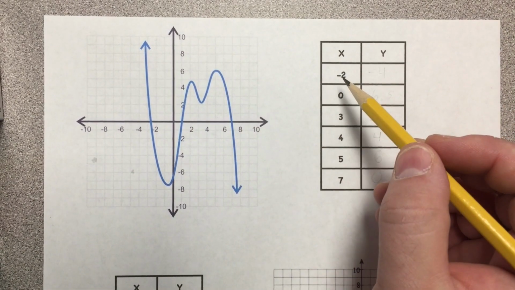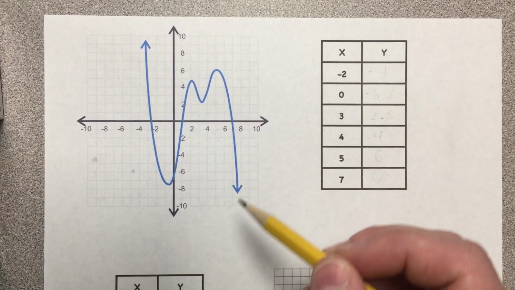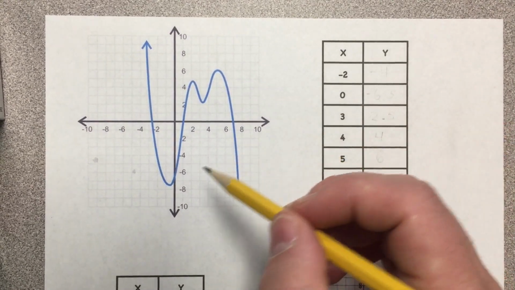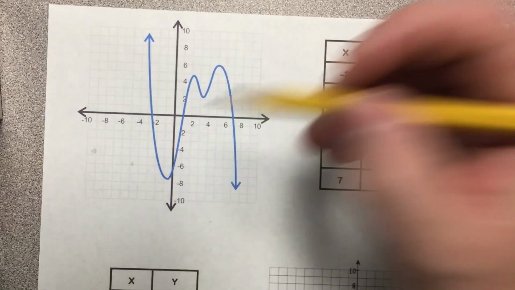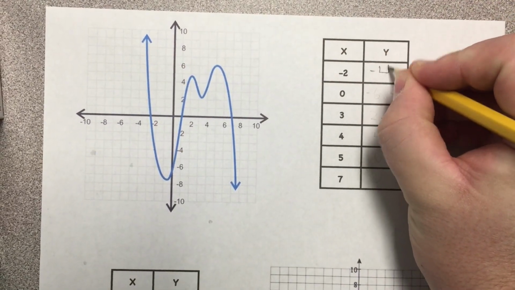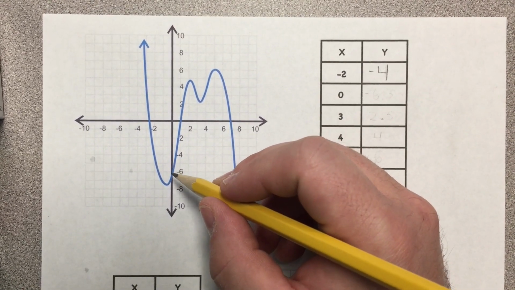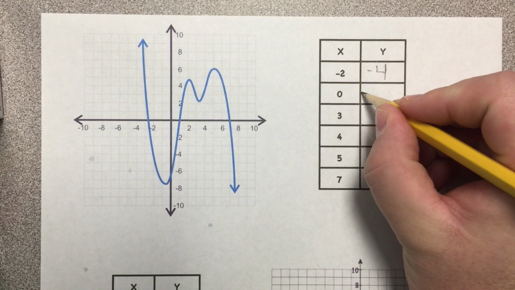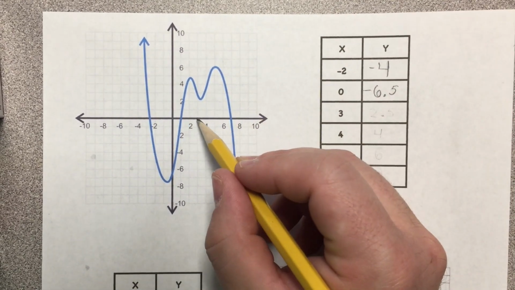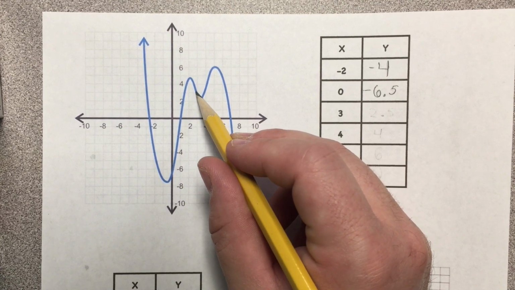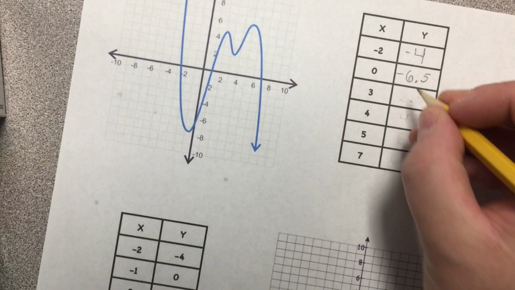Okay? So for -2, we're just going to look at our x values. We'll look on our graph and see where we see them. So for -2, our graph comes all the way down to about -4. For here, at 0, our graph comes down to all the way about -6.5. For 3, our graph goes up to about 2.5.